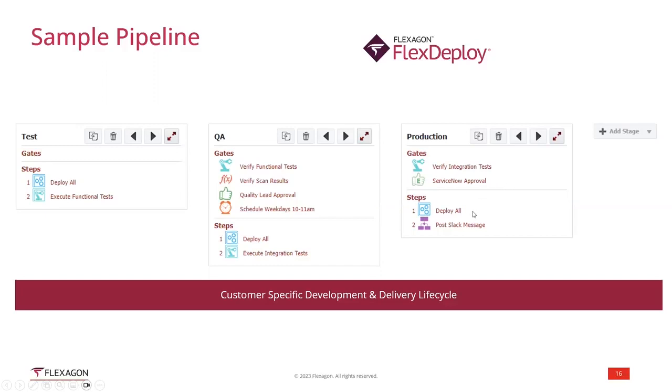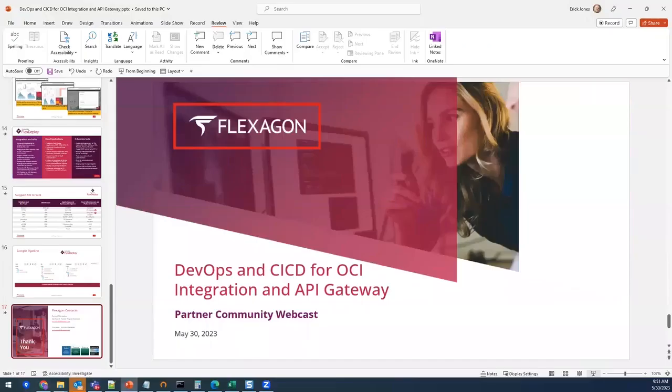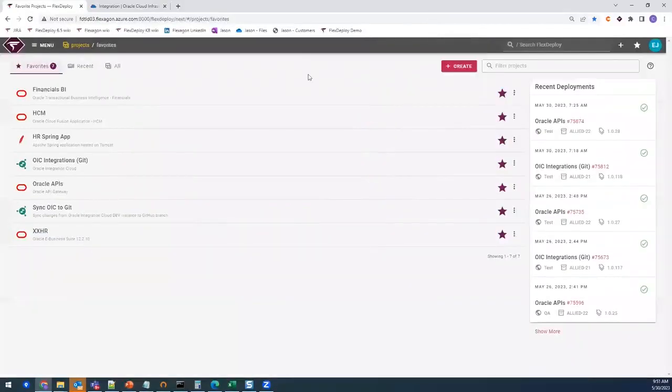Last is the deployment to production. And then I've added in an integration with Slack to notify stakeholders that the deployment to production has been completed. All right. So with that, let me switch over to FlexDeploy and start the fun part, the demo.